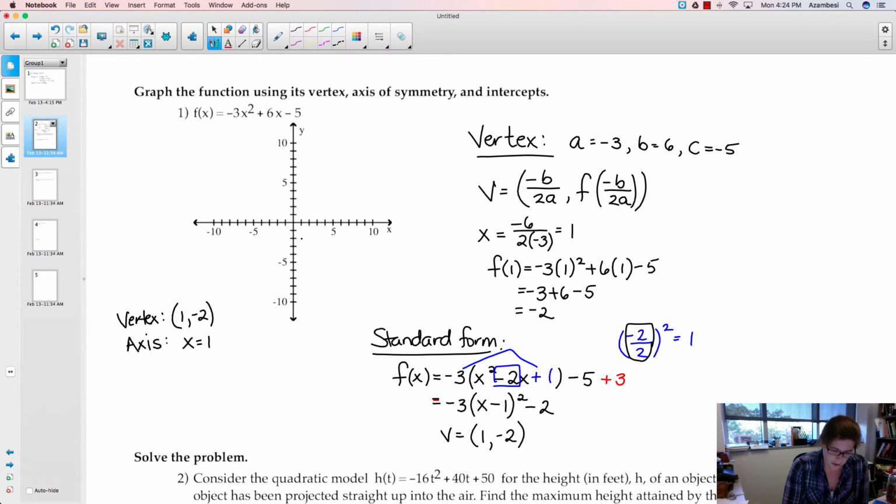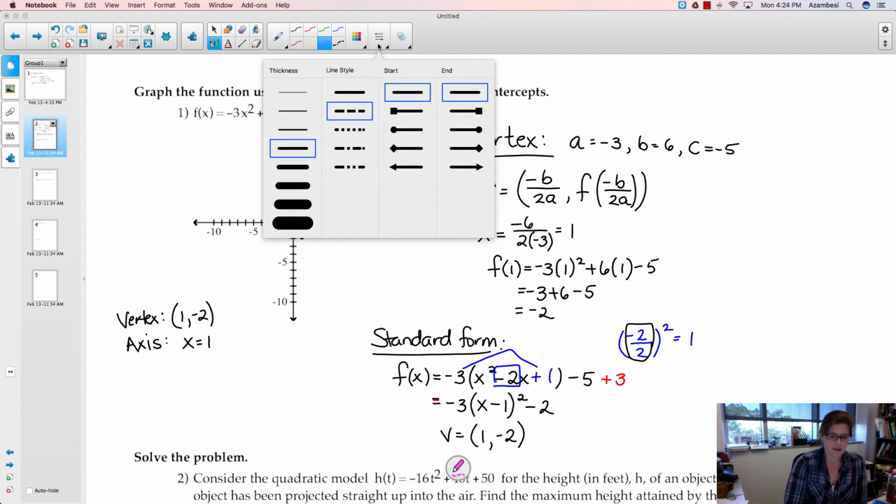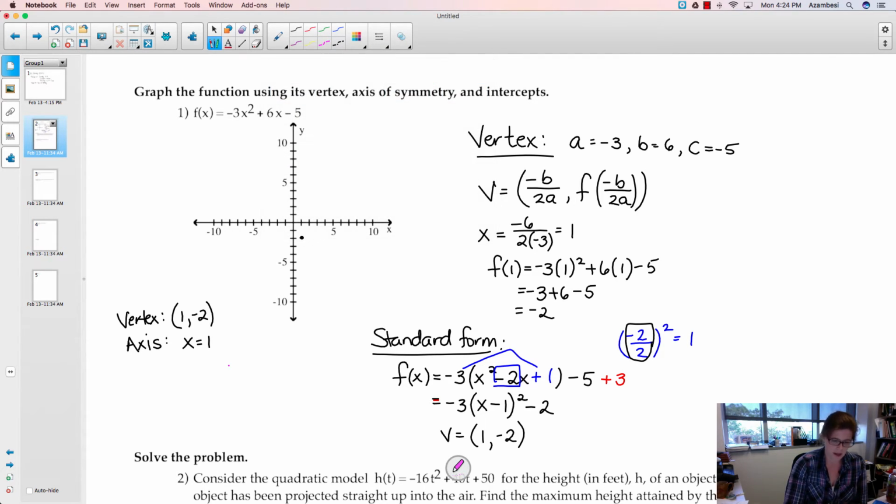So if I were to plot that, there's my vertex here. The axis of symmetry gives me some points. Well, that was kind of squiggly, but you get the idea. Gives me some points that I can use.